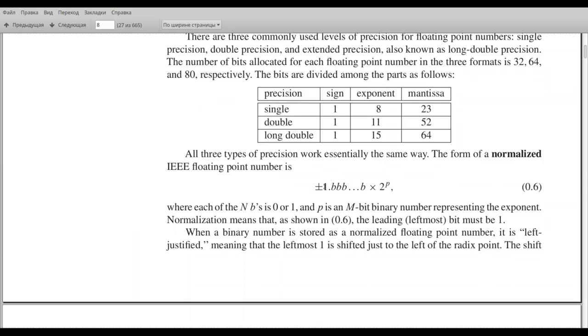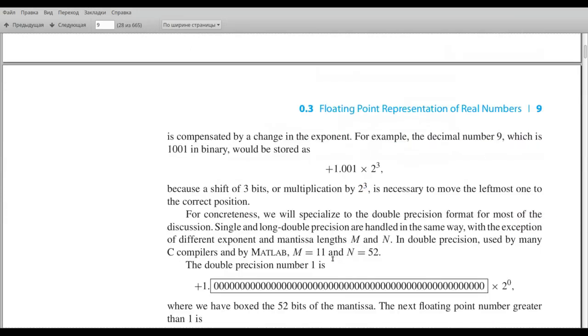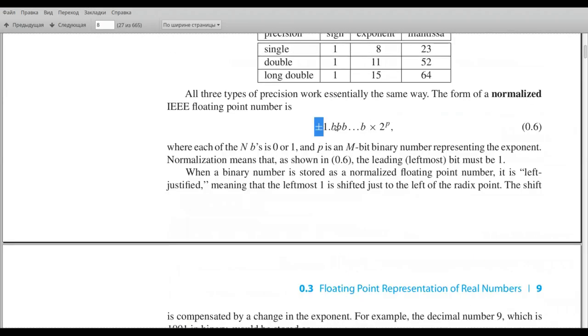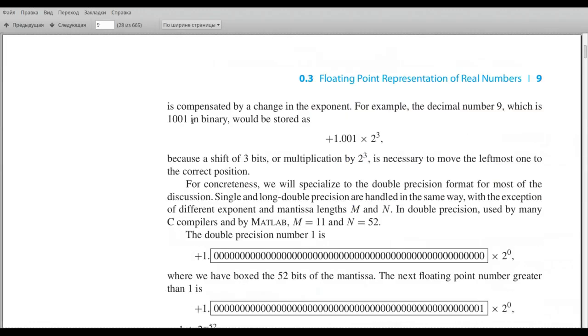So once again, we are considering so-called left justified numbers, when the radix stays to the right of the first one from the left. This is an example. For example, the decimal number 9 can be represented in binary as 1001.